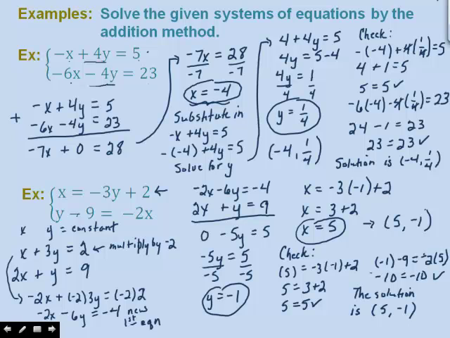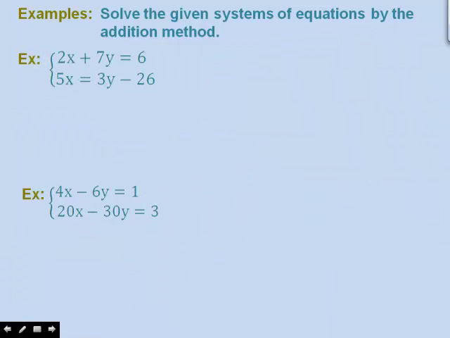5, negative 1. Let's look at two more examples. In this first one, again, we're going to have to rewrite our second equation to get it in the same form as our first equation. So let's rewrite our system down here. The first equation is fine. For the second equation, we need to move our y term over to the left side. We can do that by subtracting 3y from both sides. That gives us 5x minus 3y is equal to negative 26.